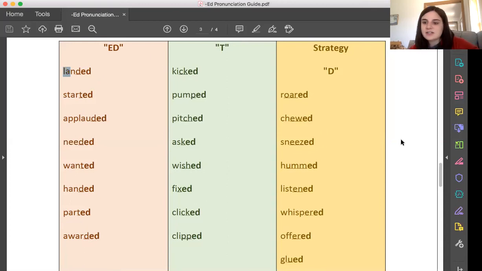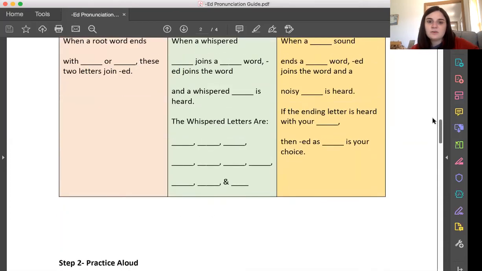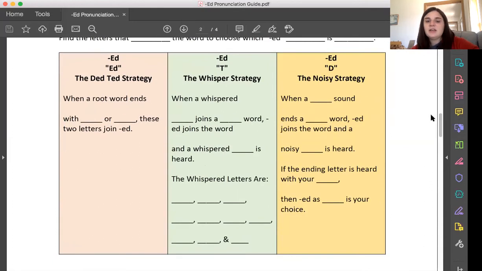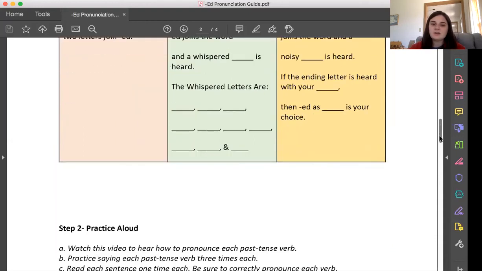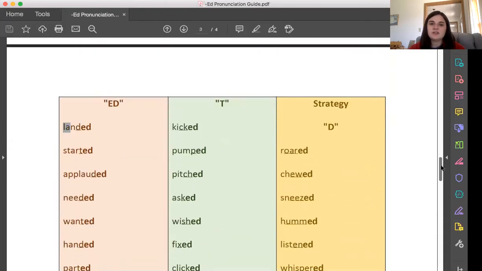Now, the next strategy is called the whisper strategy. This time, Ed makes a t sound. T. Can you guys say t, t, t? Okay, so we're actually just going to go down to the examples, the whisper strategy.